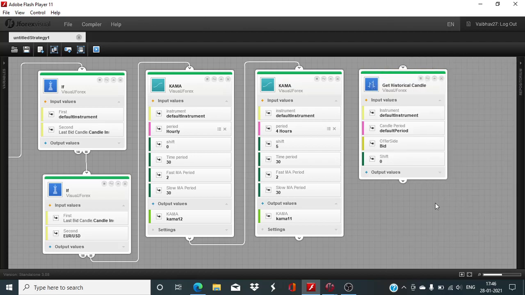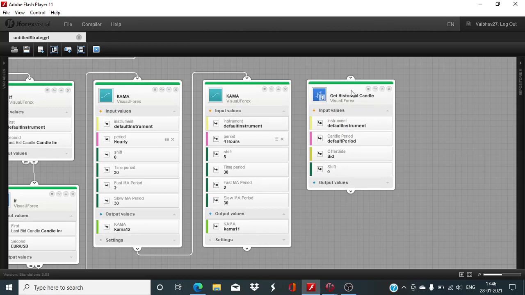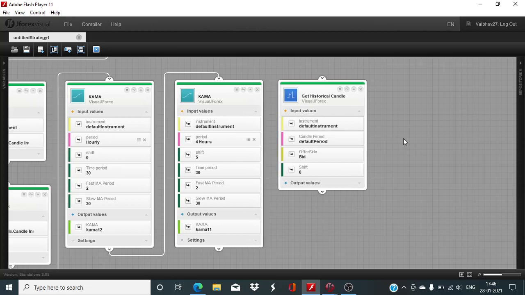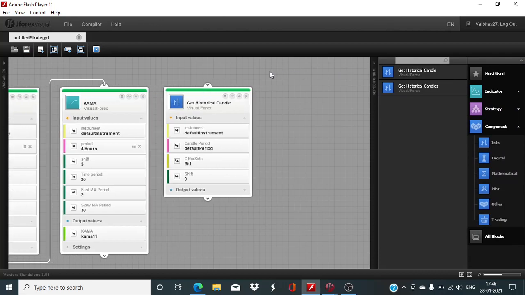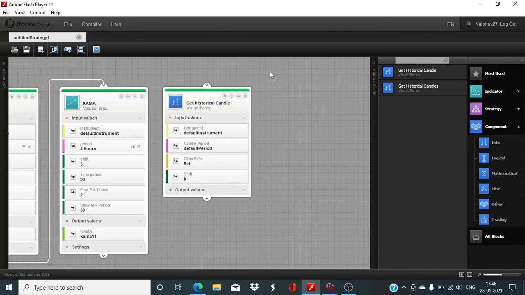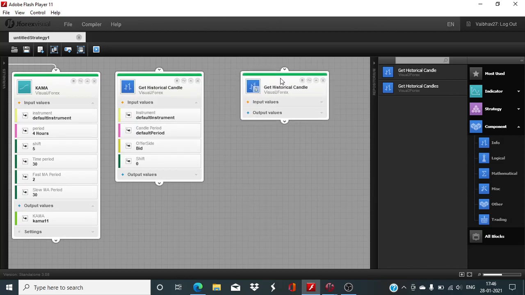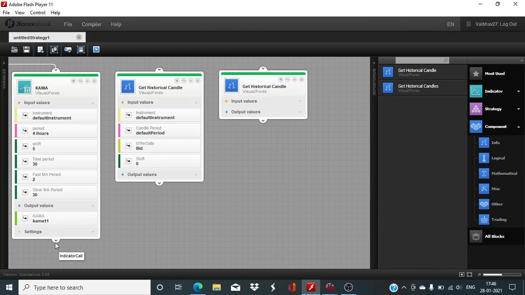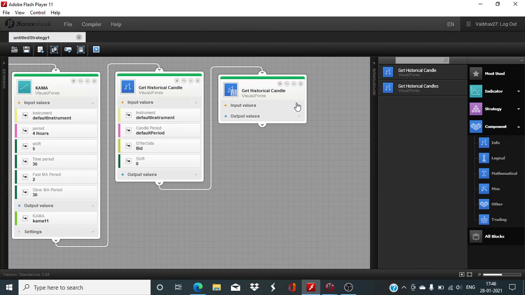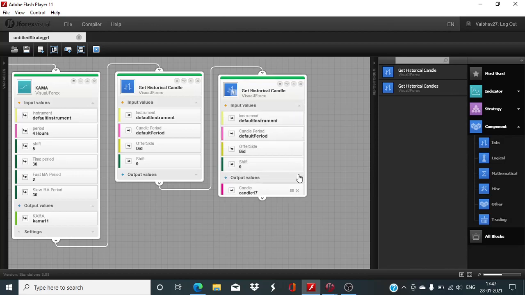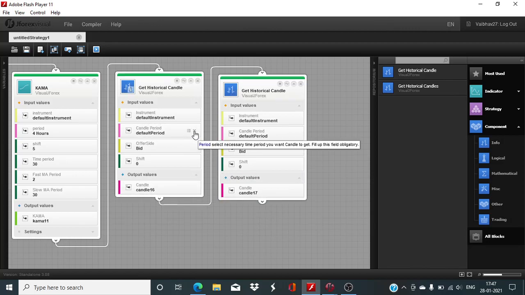KAMA requirements done. Now it's time to look into the characteristics of the get historical candle. We will need two get historical candles, as we need the prior candle to have closed in green or red as per the direction of the trend, and the earlier candle should have shown some correction, and then the price should be rebounding closer to KAMA. So for that we are going to need multiple get historical candles as well. Here also you will need to change the default period to 1 hour.